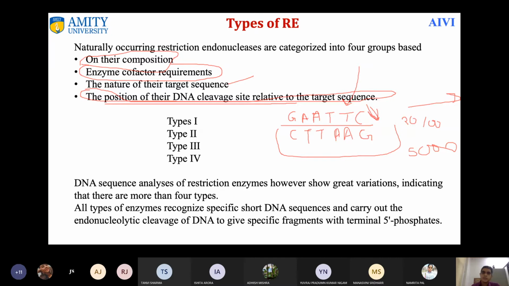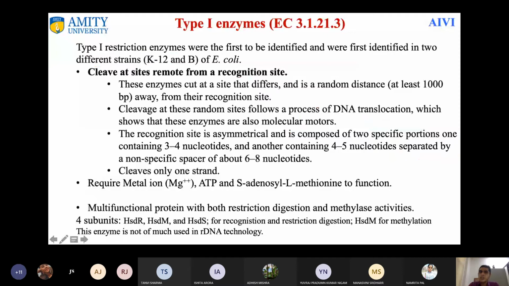Okay, so now coming to them one by one: what are their specific characteristics, and why are we calling them what we do? First, coming to type 1. You may also say that type 1 and type 3 are going to be a similar type, with type 2 in between, which is a bit different.